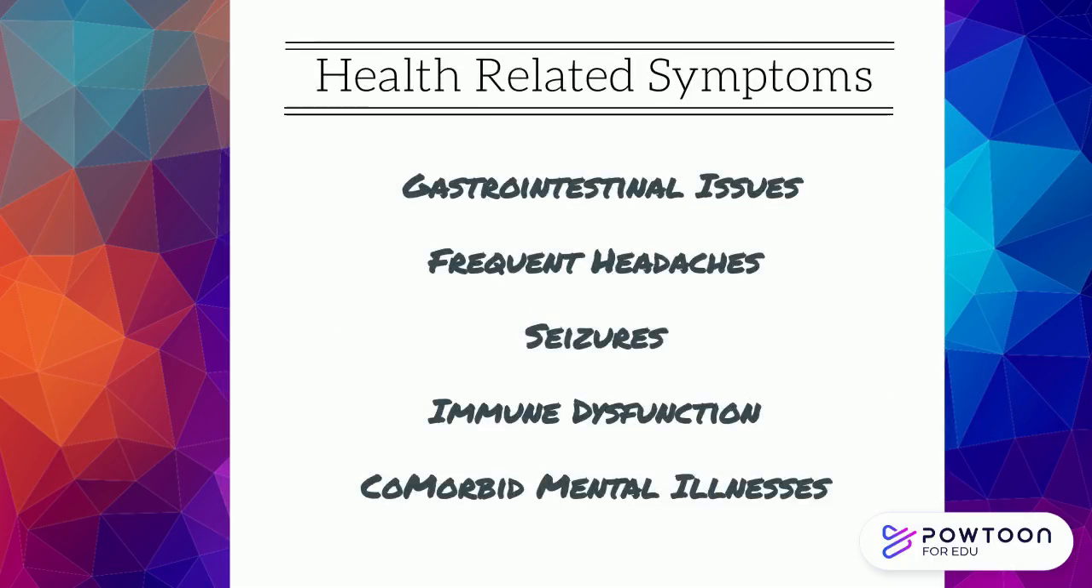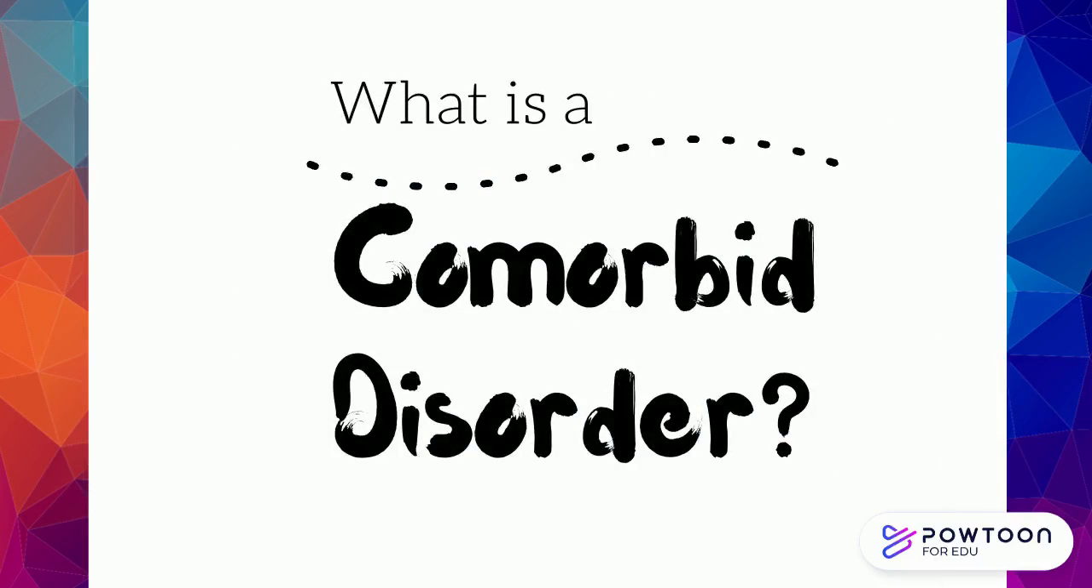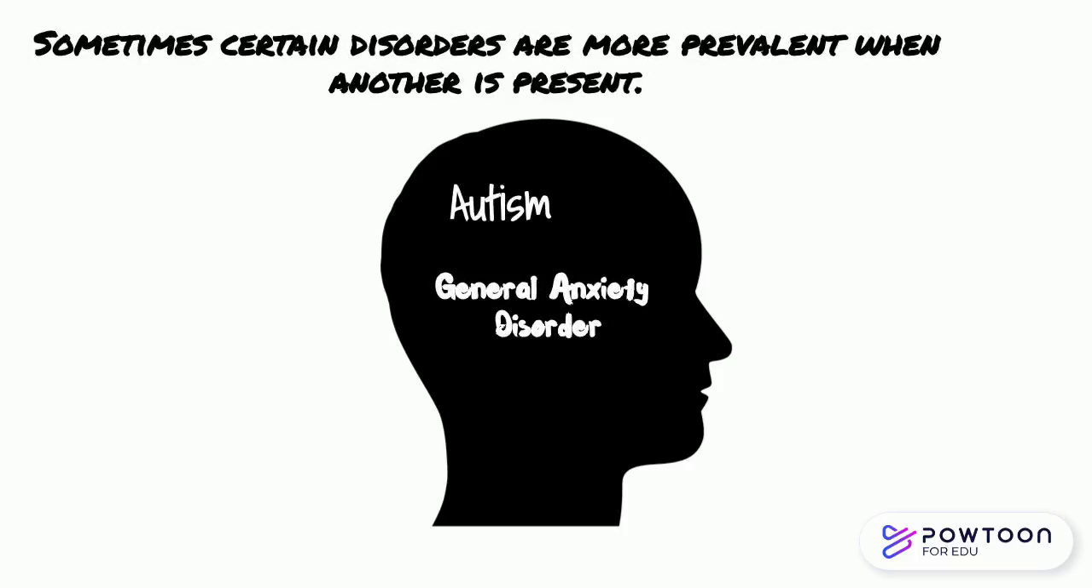There are a number of different health-related symptoms that people with ASD might experience. Some of the common health-related symptoms include gastrointestinal issues, frequent headaches, seizures, immune dysfunction, and the presence of a comorbid mental illness. So, what exactly is a comorbid disorder? The term comorbid refers to the prevalence of one disorder when another disorder is also present. For example, if someone had ASD and also had general anxiety disorder, then these 2 disorders would be considered comorbid.